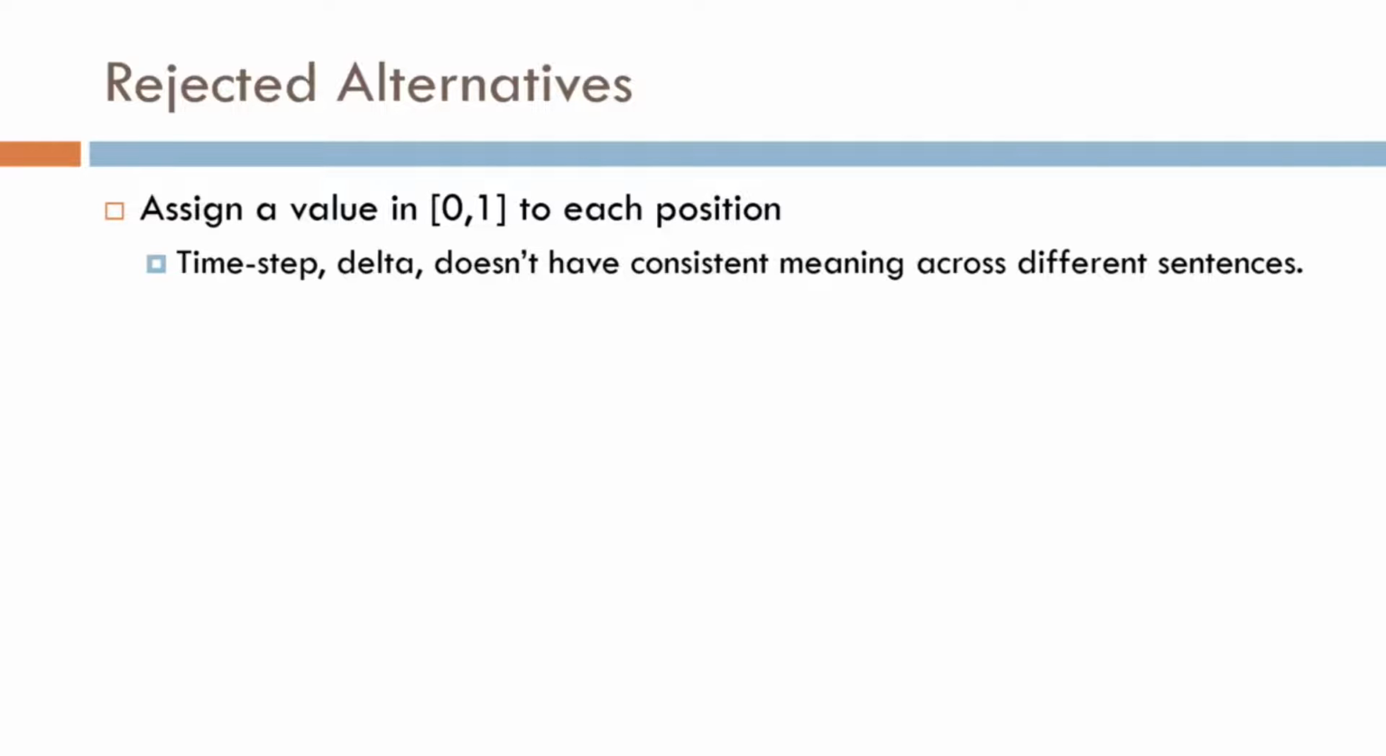The problem with this approach is that the time step, whatever the delta, doesn't have a consistent meaning across different sentences. If one sentence is of length 10, then the time step would be 0.1, 0.2, 0.3, and if your sentence is of length 20, it would be 0.05, 0.1, 0.15, and so on.